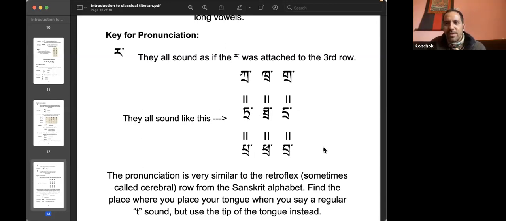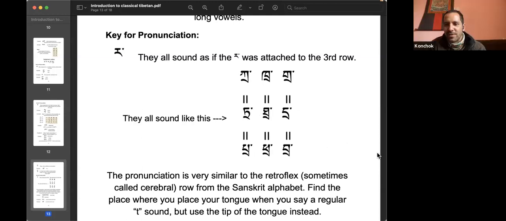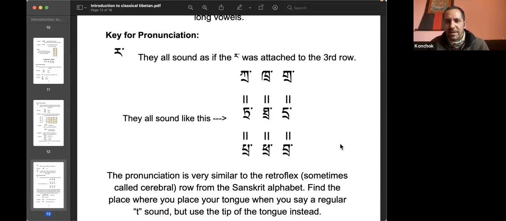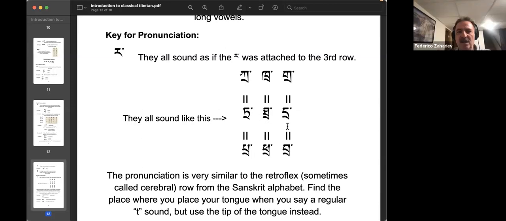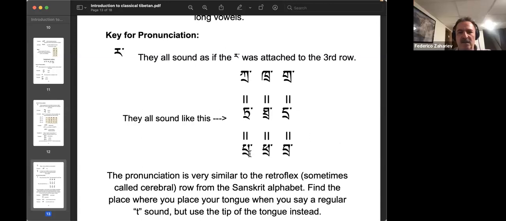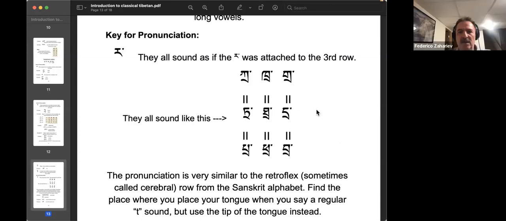Good. It should feel really weird because we've never used our tongue in that way. If it feels weird, it's good. Federico? Ta, ta. I think it should go down. Da. And this is also ta. Good. And then?